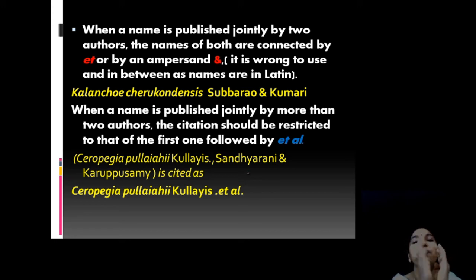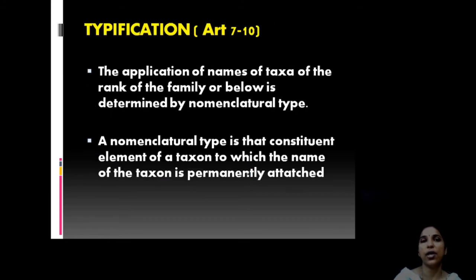So when a plant name is published by a single author, no problem, you can write, for example, Linnaeus, you can write L, okay, in short form. For two authors, you can use et or the ampersand symbol, or for more than 2 authors, you can use et al. Okay. Last part is typification.